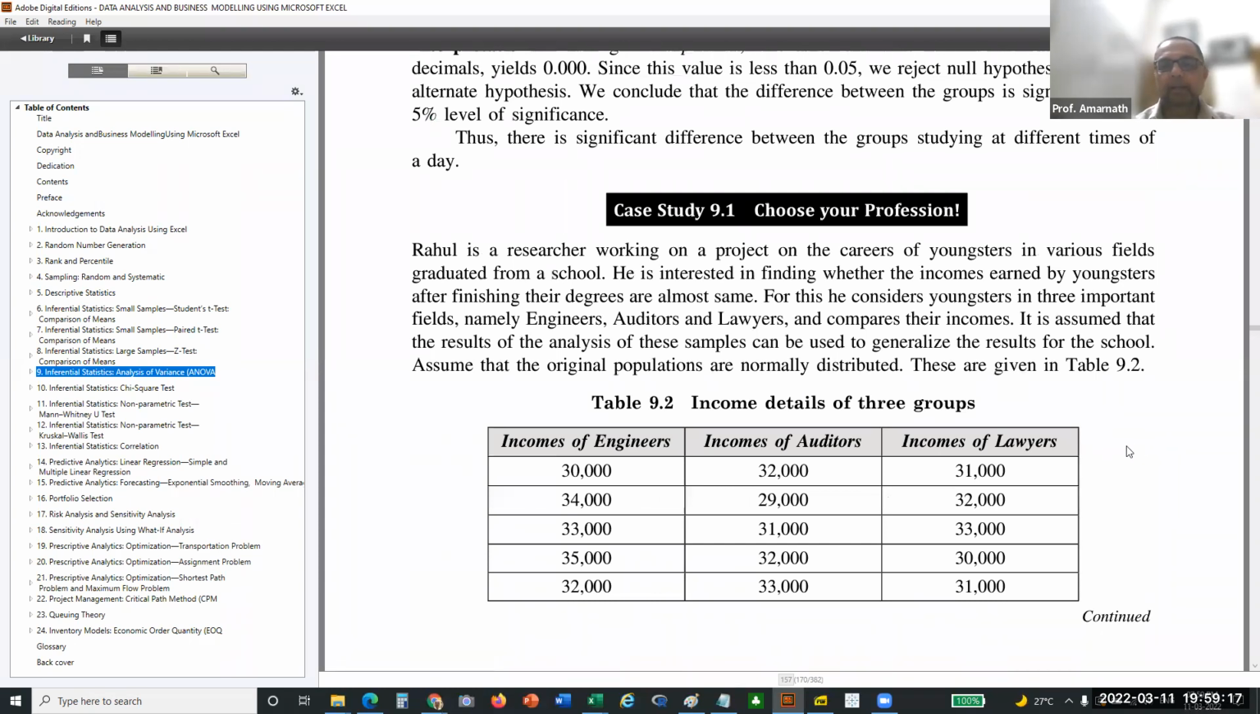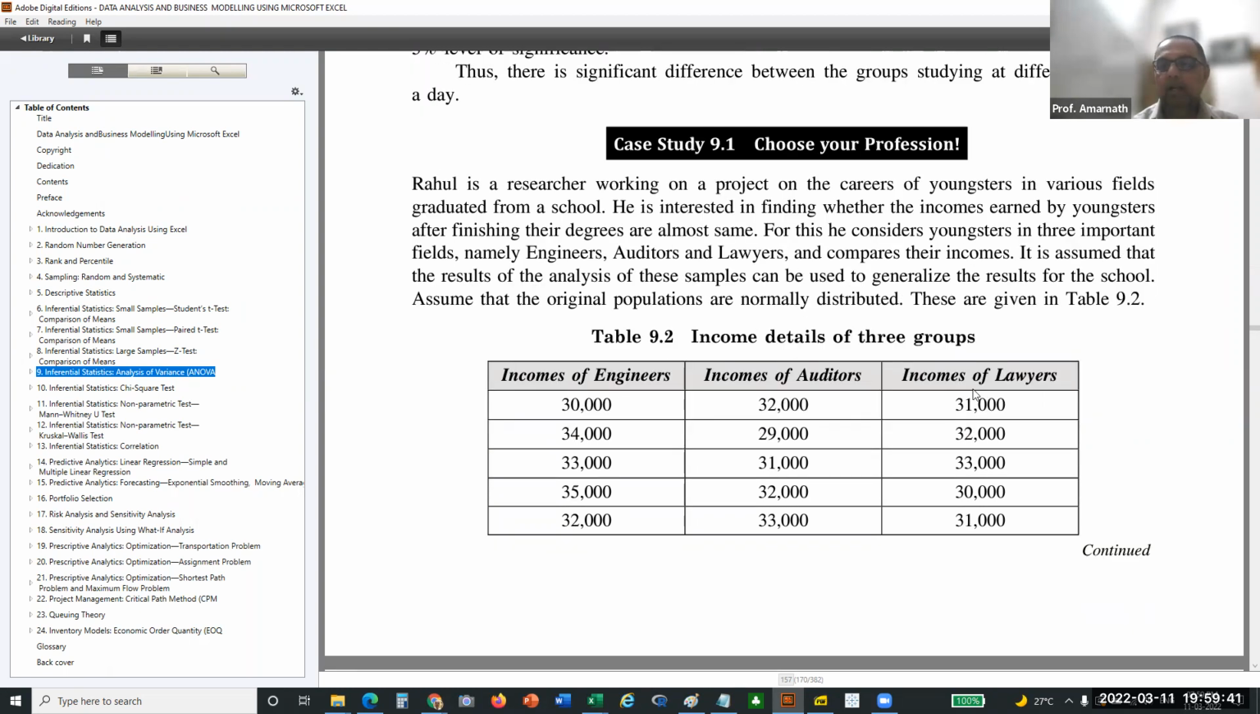As an exercise, you can try this out. Rahul is a researcher. I don't know which field. On a project on the careers of youngsters in various fields, he is interested in finding whether the incomes earned by youngsters after finishing are almost the same. For this, he considers youngsters in three important fields, namely engineers, auditors, and lawyers, and compares their income. It is assumed that the results of the analysis of the samples can be used to generalize the results for the school. Assume that the original populations are normally distributed.